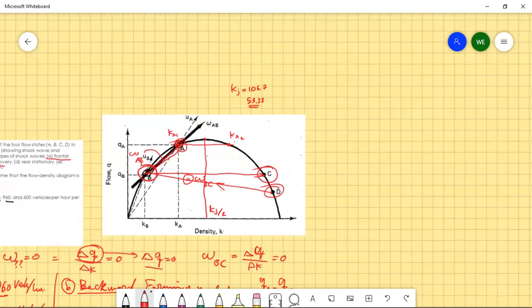Okay. Here is the density. Here is the flow. Okay. So how were you able to say that it was close to 8? Here is K jam. Here K equals 0. Here is KD.